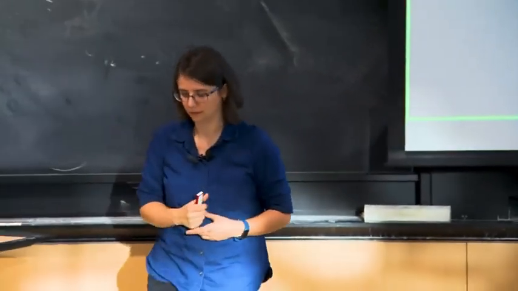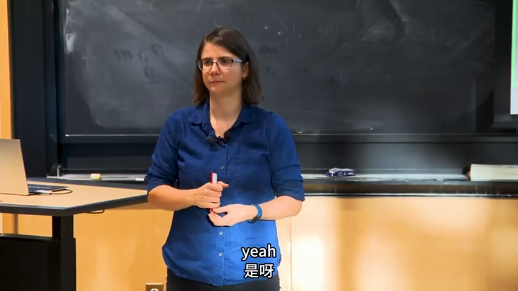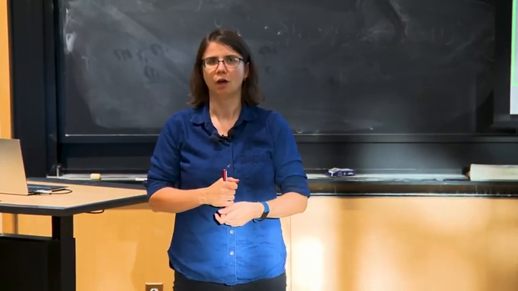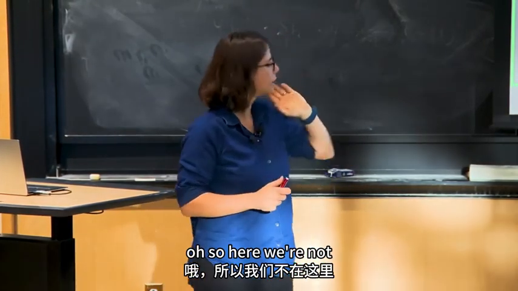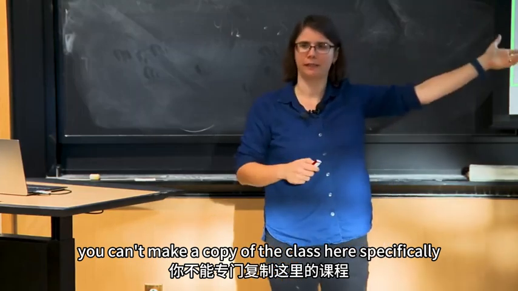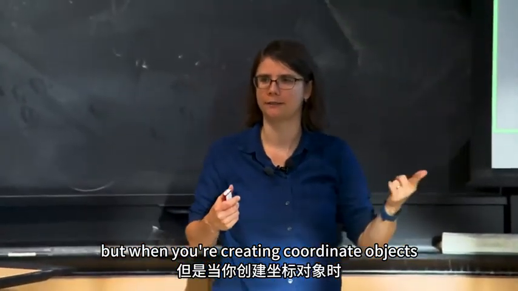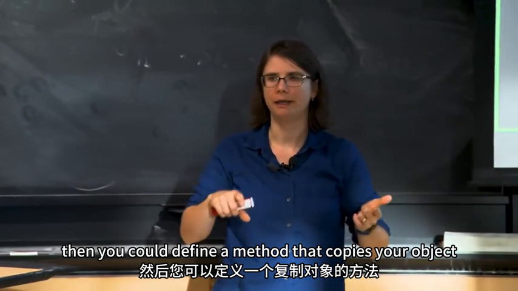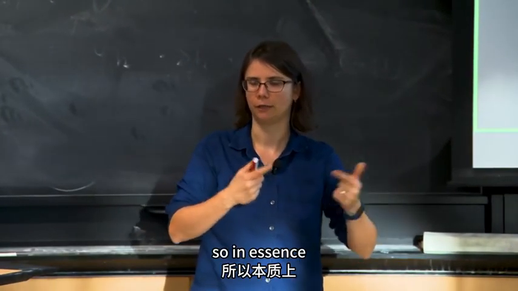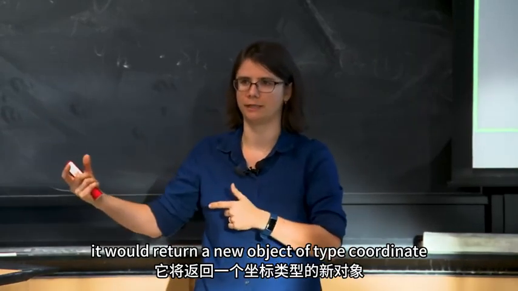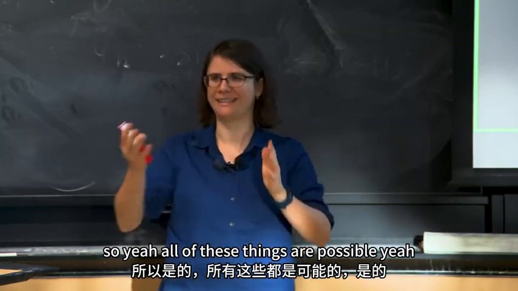Similarly to how we can copy a list with the square brackets, how can you do that here? Oh, to make a copy of the object? Or to make a copy of the class? Oh, so here you can't make a copy of the class specifically because we're just defining the class. But when you're creating coordinate objects, then you could define a method that copies your object into another object. In essence, it would return a new object of type coordinate with whatever parameters you'd want. So all of these things are possible, yeah.